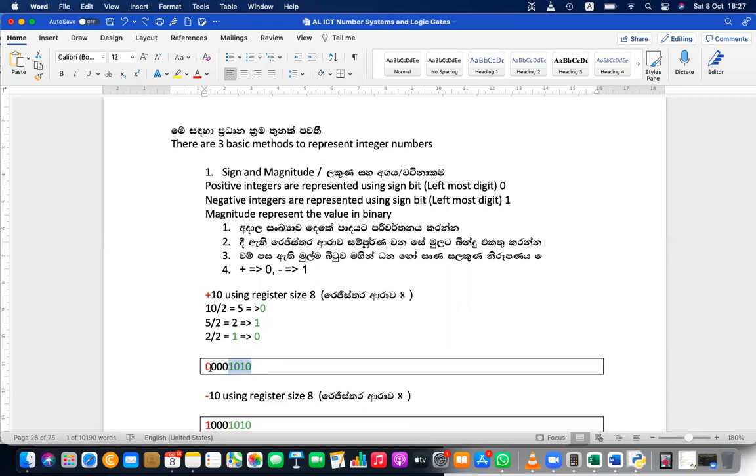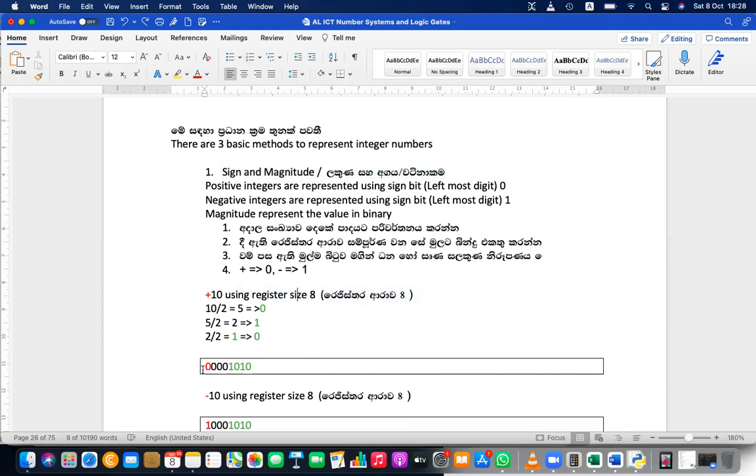Then the first bit is the sign. Then the remaining or intermediate bits will be filled with 0 just to make it the register size, 8. Register size means the size or number of digits. If you are given an exercise to represent a number using the sign and magnitude method, just using an 8-bit register or 8-bit memory location.